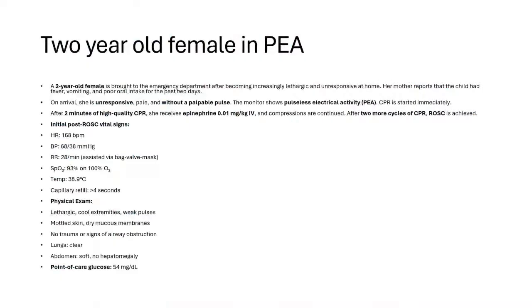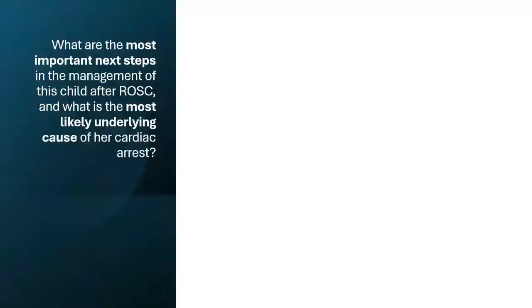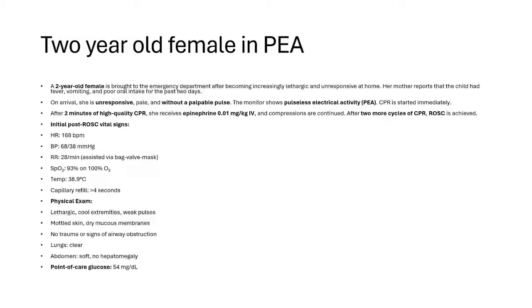So we're going to start with a case. This is a 2-year-old female in PEA. Here are the questions that I want you guys to be thinking about for this case. I'll let you look at these for a second. Most important next steps, and the likely underlying cause of cardiac arrest. Here's the case. We'll take about 5 minutes to think about those questions, and then we'll come back.